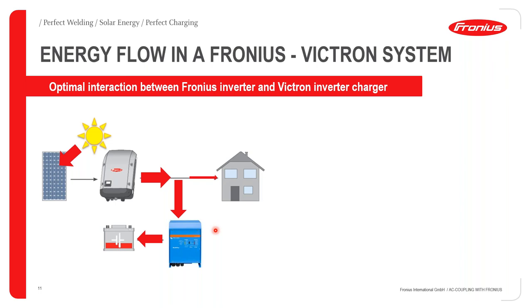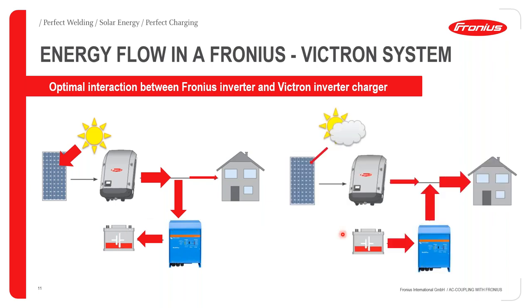So how is this done? We're going to look at how this is done by taking a look at a typical system. Let's say we have bright sunlight. The PV generator is generating power in DC, and then your Fronius inverter converts DC to AC and supplies the load point. The excess energy is then used to charge the battery, as you can see in this illustration.